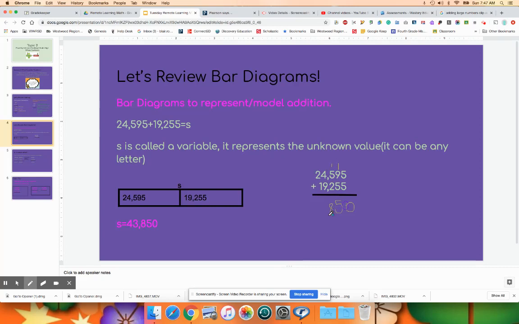My comma. I always add that in too so I don't forget. 4 plus 9 is 13. So I put my 3. I carry my 1. 2 plus 1 is 3. 3 plus 1 is 4. Okay? So 43,850.